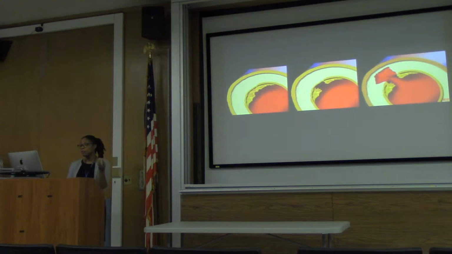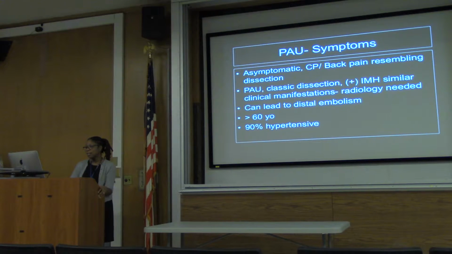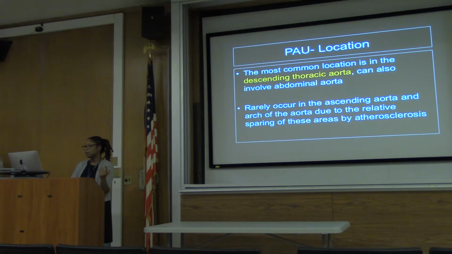They tend to, for some reason, involve the descending aorta more than the other portions of the aorta. And of course, hypertension is a common denominator in almost all of these disease entities. So again, clinically, it's not going to be easy to tell. In fact, it's virtually impossible to tell the difference between these three entities. They have the same risk factors, they have the same symptoms. CT is really the only way to go. 90% of these patients are hypertensive, and they tend to be on the older side. They commonly involve the descending aorta, rarely the ascending aorta.